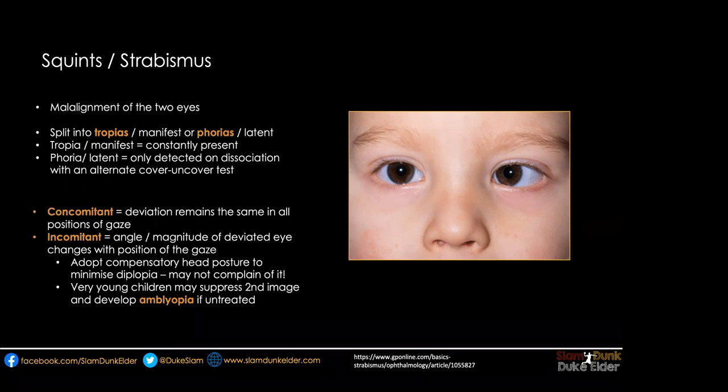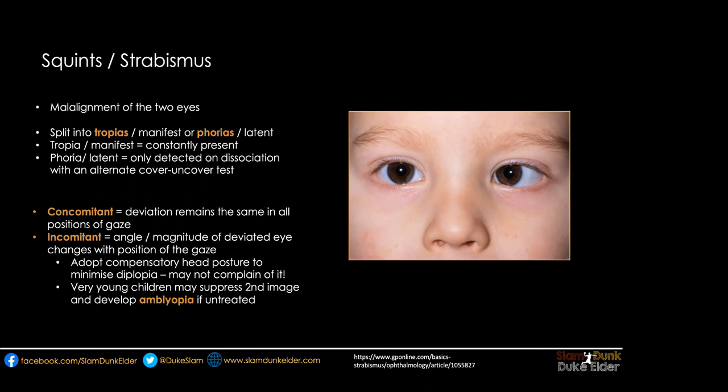And it can be broadly split into two different types of squint. So you have your tropias, or your manifest squint. These are obvious and they're always present. And the other type is your phorias, which are your latent squint, which aren't necessarily always seen at rest. So your eyes can be facing straight normally. Your tropias are always there, and the phorias can be detected when you dissociate the eyes. So you use an alternate cover-uncover test, and I'll explain what that is in a few slides.